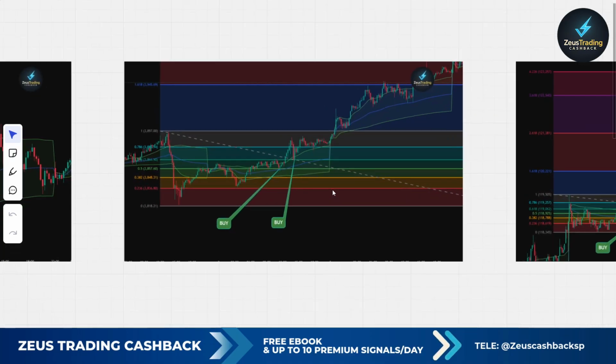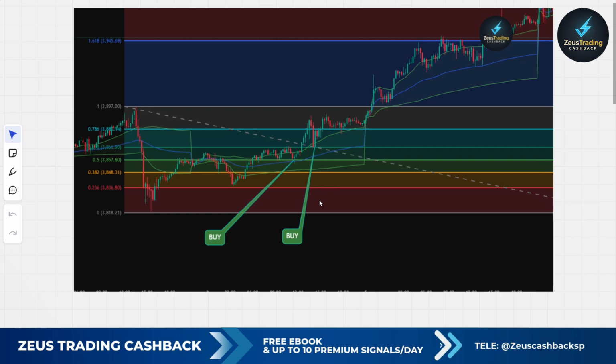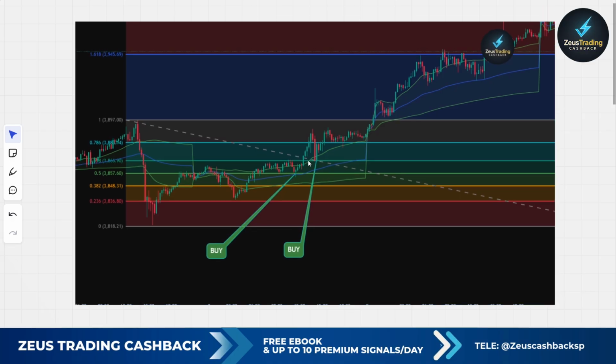Now, if you want to take VWAP trading to the next level, combine it with the Fibonacci retracement tool, specifically the 50% and 61.8% zones. This is where things get interesting. Most strong price moves, whether bullish or bearish, tend to retrace halfway before continuing the trend. When VWAP aligns with that 50% or 61.8% retracement area, it forms a confluence zone that's extremely powerful.